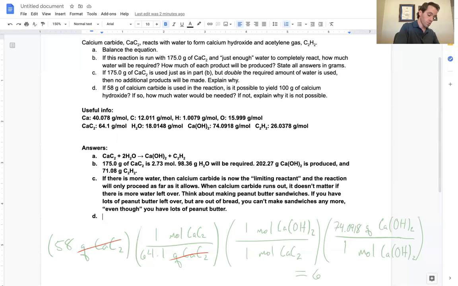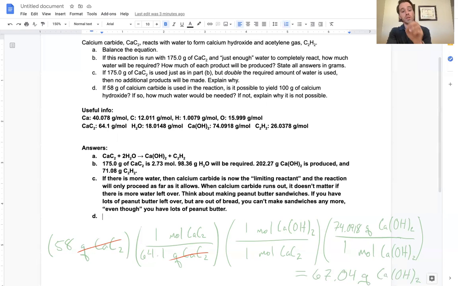That gets me 67.04 grams of calcium hydroxide. In other words, once all the 58 grams of calcium carbide have been consumed, they've been used, they're gone, we don't have any more of it, we've done as much as we can, and we've made 67.04 grams of calcium hydroxide. And we're done. We can't make any more. This is like running out of bread. You can't make any more peanut butter sandwiches because even though you have lots of peanut butter left over, it's impossible. You ran out of a thing that you need in order to make it.